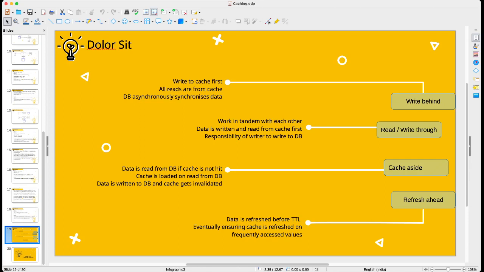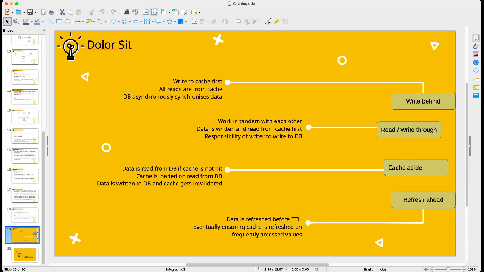Cache aside pattern. Data is read from the DB. If the cache is not hit, the cache is loaded from the DB, and when the data is written to the DB, the cache gets invalidated. This is the first part that we looked into. Cache gets invalidated.